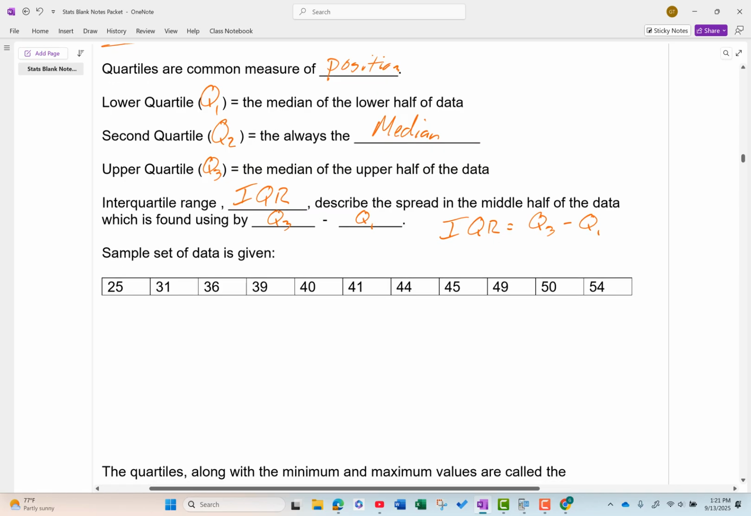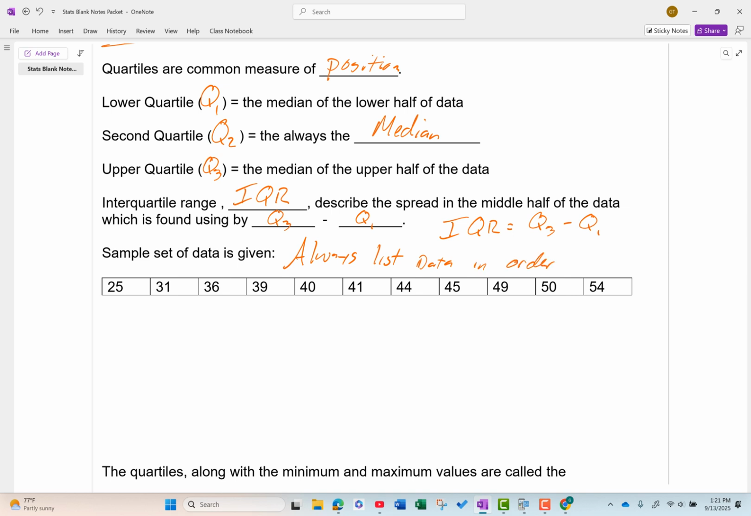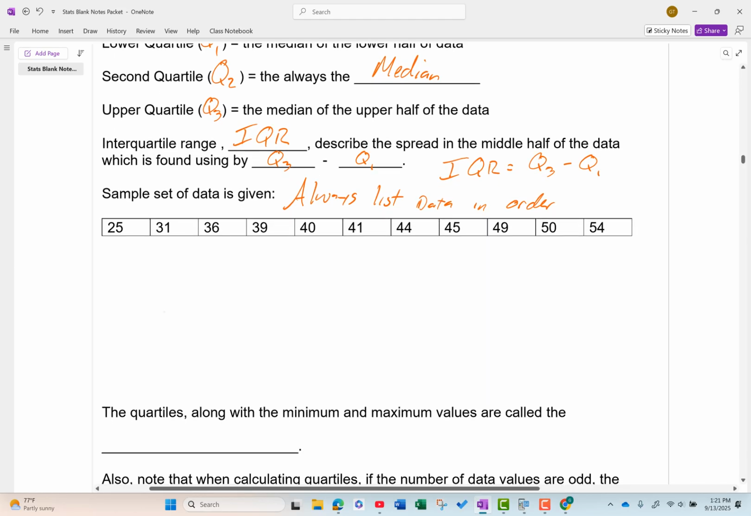One important bit of detail is that when we have a set of data, we always have to list the data in order. If we're doing this by hand, that is an absolute must. If you're doing it on a calculator, the order that you put it in doesn't necessarily matter because it will calculate these things for you. But for now, let's use this set of data.